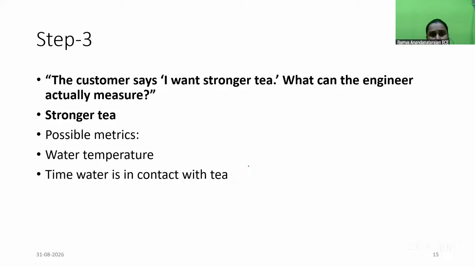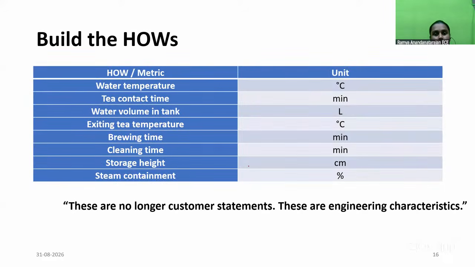Let's assume that the customer is saying, I want a stronger tea, but that is not an engineering metric, or you cannot measure it. So for that, we are going to go for metrics. So stronger tea means 2 possible metrics, that is having the water temperature measured or the contact time with the tea and water. So that is how we are going to design the metrics now. We then build the house, that is we build the technical metrics now.